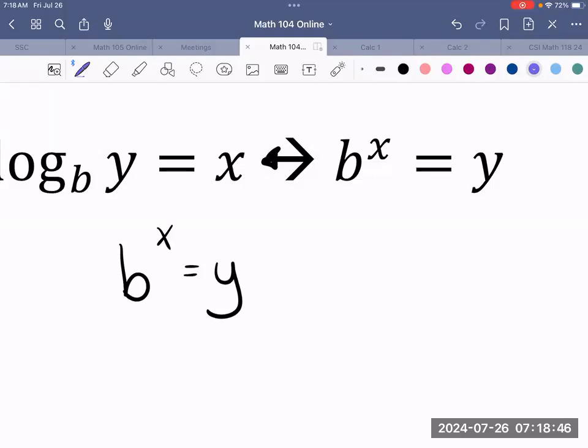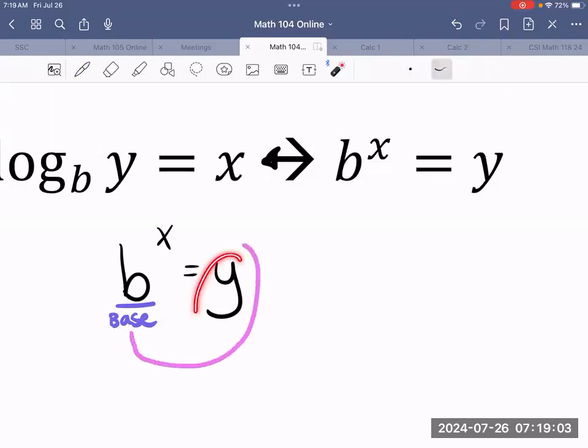So it says to start on your base. First, locate your base. Where is it? Well, the base of the exponential is right here. You always start on your base. Now, what you're going to do is come from your base up and around the y value here. And the y is going to be on that side because there's an equal sign. And then you're going to land on your exponent.